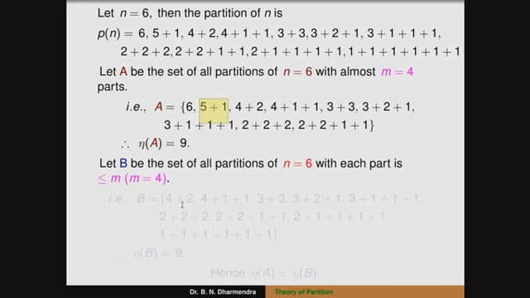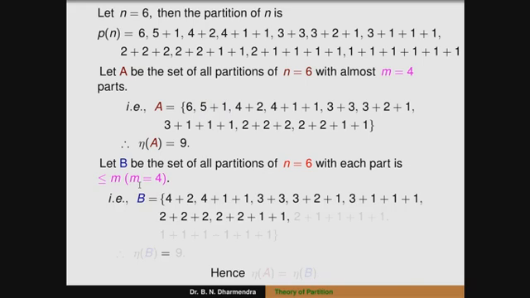The remaining are the set B. B can be written as 4 plus 2, again 4 plus 1 plus 1. So except the first two terms, the remaining terms are here only, because each part is less than or equal to 4. Therefore the next one is 3 plus 3, next one is 3 plus 2 plus 1, next one is 3 plus 1 plus 1, next one is 2 plus 2 plus 2, again 2 plus 2 plus 1 plus 1, and 2 plus 1 plus 1 plus 1, and the last one is all ones.